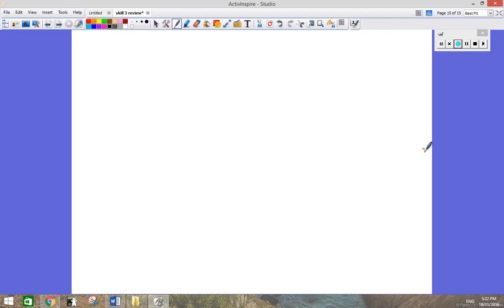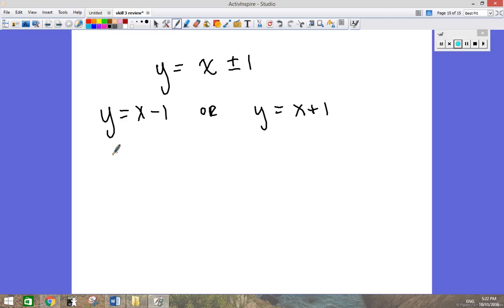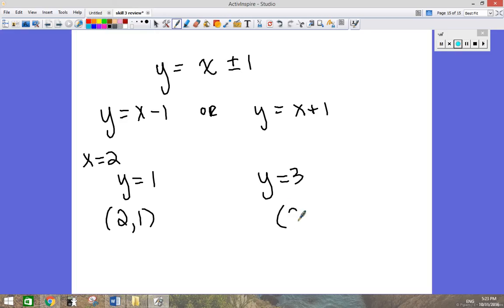All right, so those were the determine yes or no. Another one that we didn't see, let's talk about real quick. Suppose I had x plus or minus 1. This is shorthand notation, meaning that I have two equations, that y is equal to x minus 1 or that y is equal to x plus 1. So if I had something like x equals 2, over here 2 minus 1 is 1, over here 2 plus 1 is 3. So (2, 1) would be on the graph or in this relation, and (2, 3).